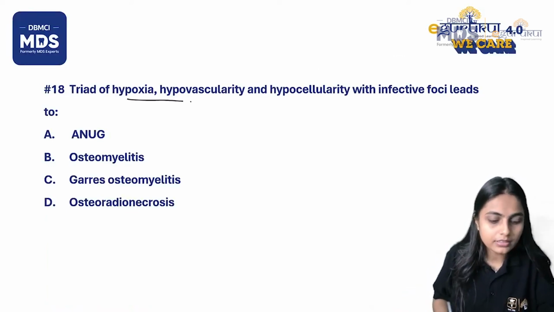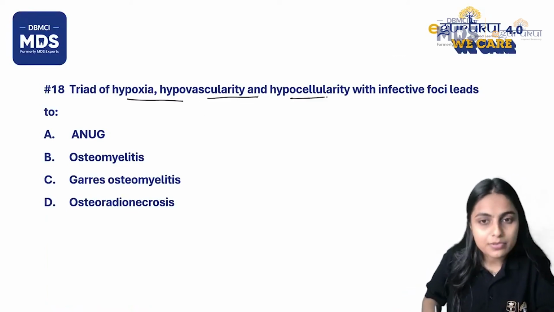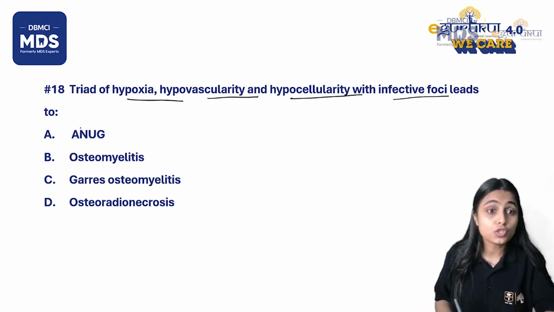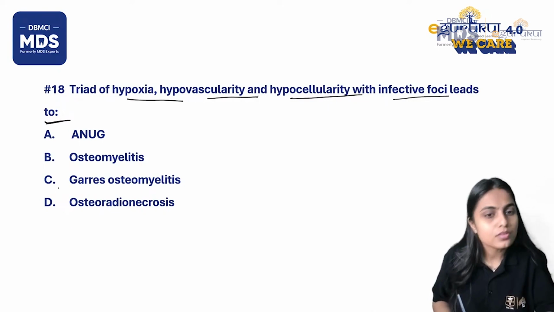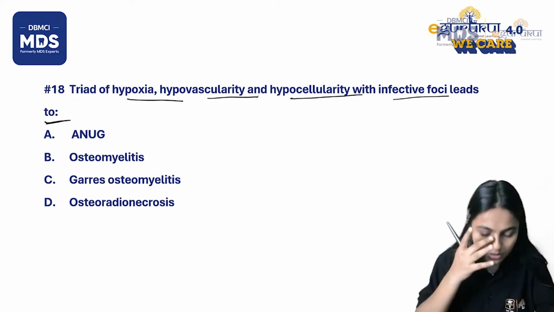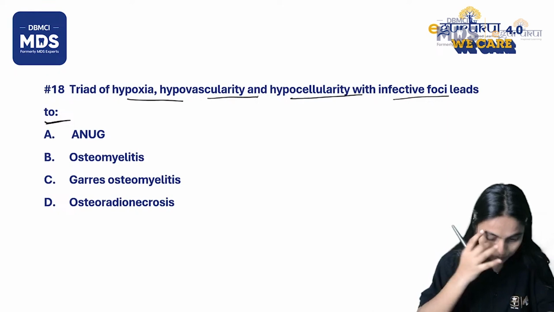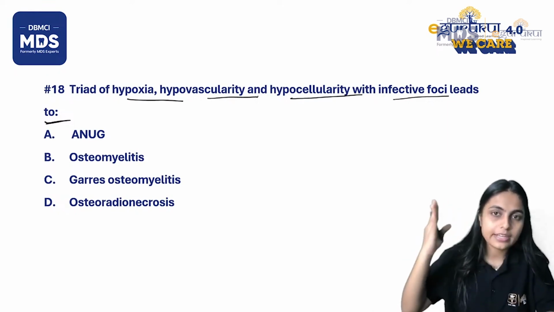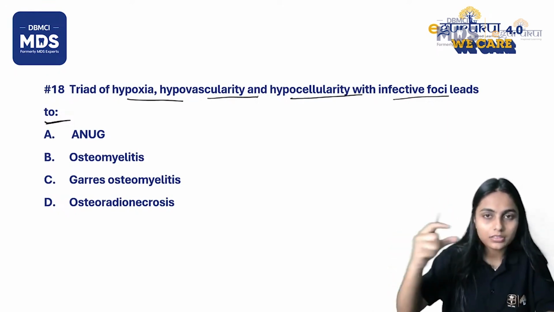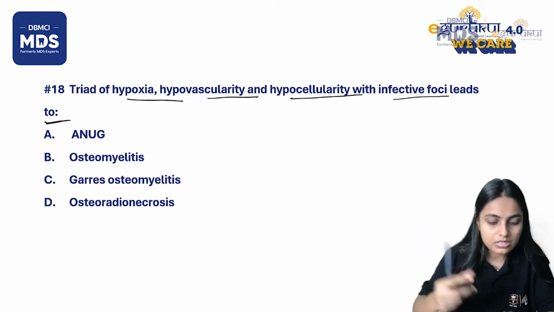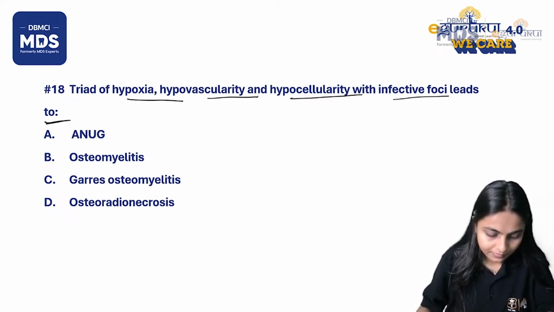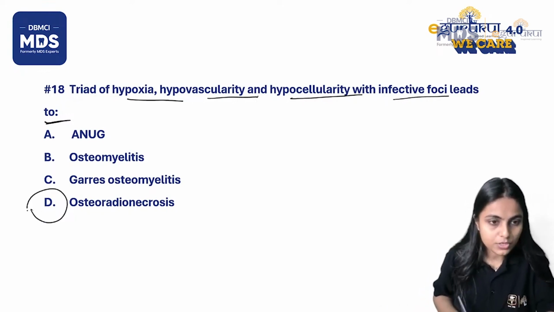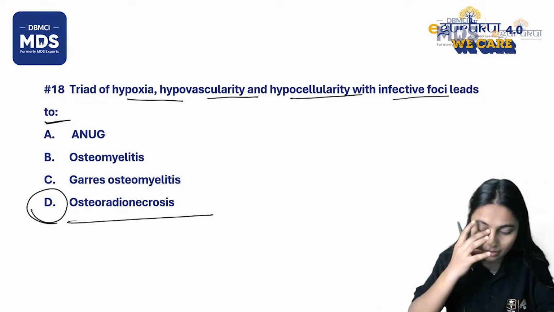Okay. Moving on further. Triad of hypoxia, hypovascularity, and hypocellularity with infective foci leads to option A, NUG, option B, osteomyelitis, option C, Garre's osteomyelitis, option D, osteoradionecrosis. Come on, fast. Hypoxia, hypovascularity, and hypocellularity are associated with which entity? Correct. Option D, ORN, which is osteoradionecrosis.